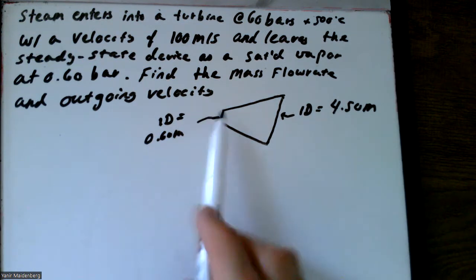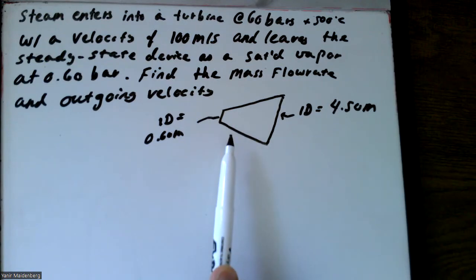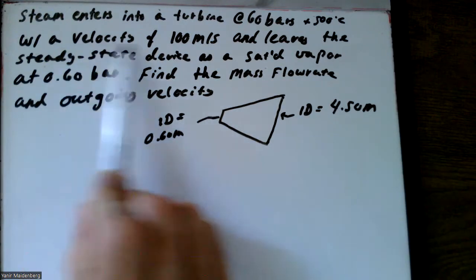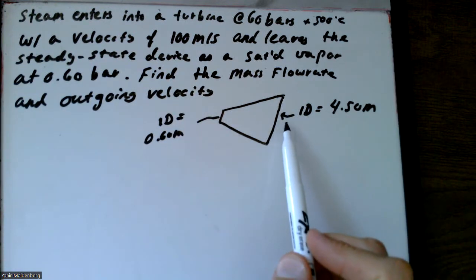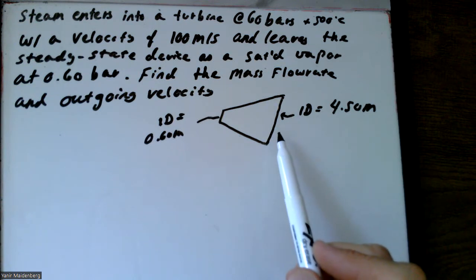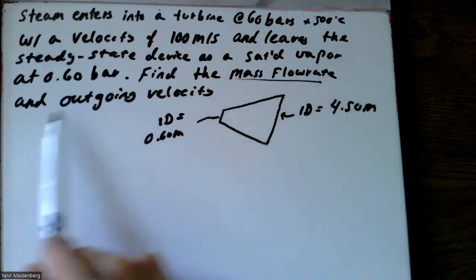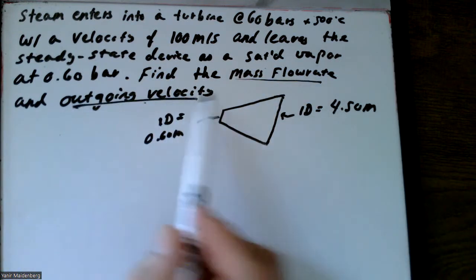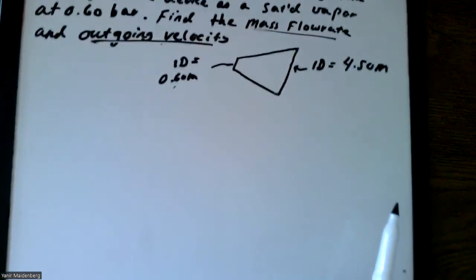And we also know that at this end, the steam is at 60 bars and 500 degrees Celsius and has a certain velocity of 100 meters per second. And it leaves as a saturated vapor at 0.6 bars. And we're asked to find the mass flow rate, that's 1, and also the outgoing velocity. So we know the velocity going in here. We don't know the velocity coming out.